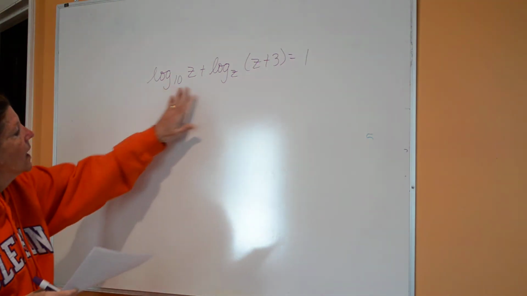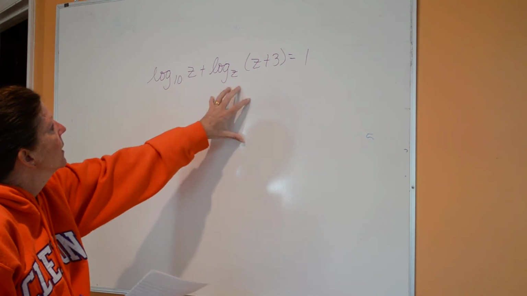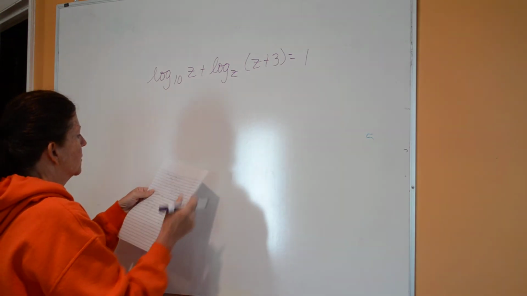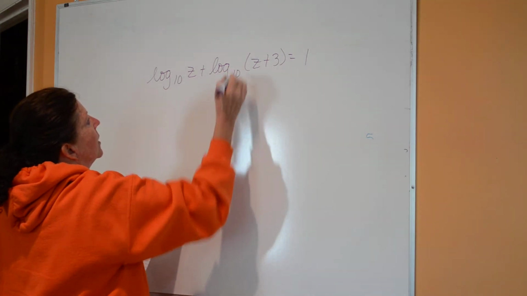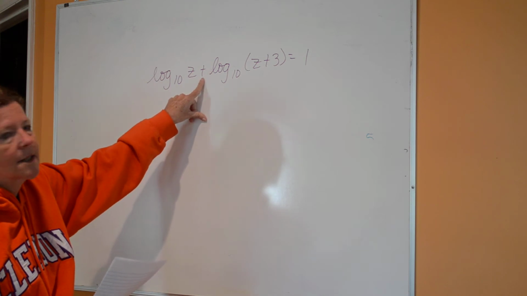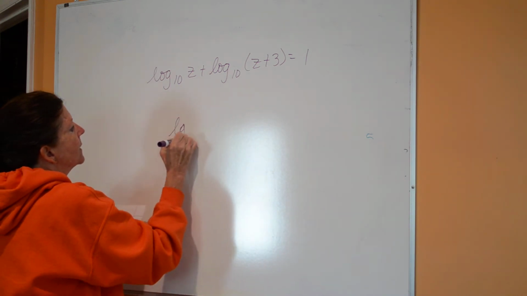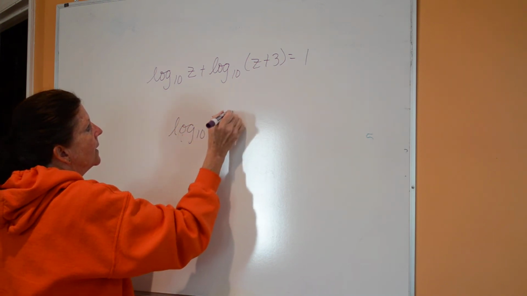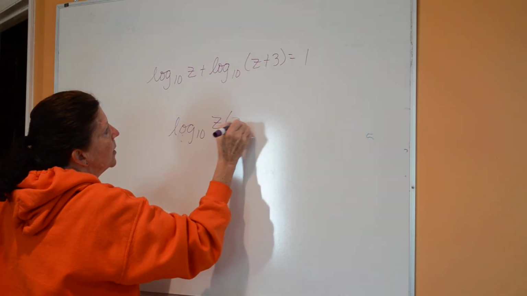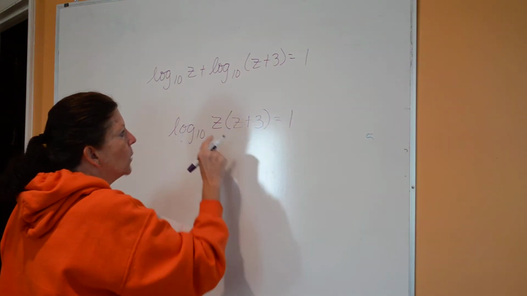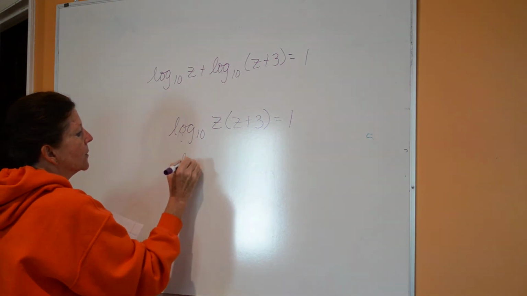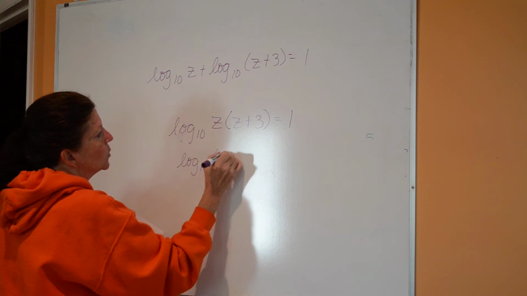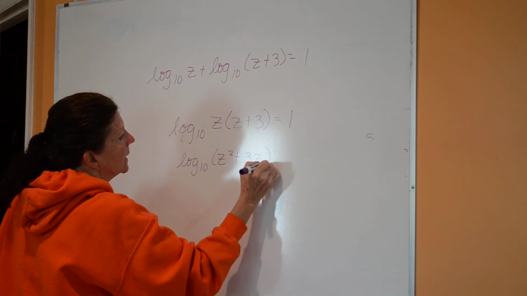All right, I've got to consolidate these because I can't do anything with them as long as I have the 2 logs on the same side. So I think this should be a 10 right here. I know addition is the same as multiplication, so I can rewrite this as z times z plus 3 equals 1. Now, you know I'm going to do the distributive property, so I have a log base 10 of z squared plus 3z equals 1.